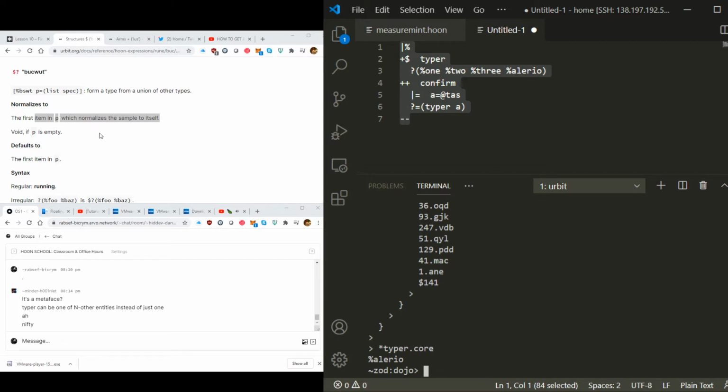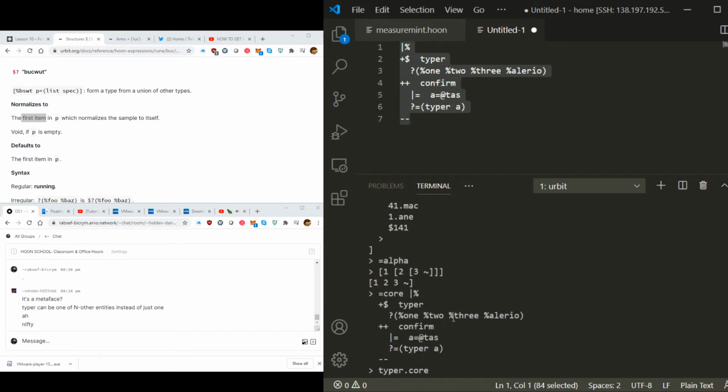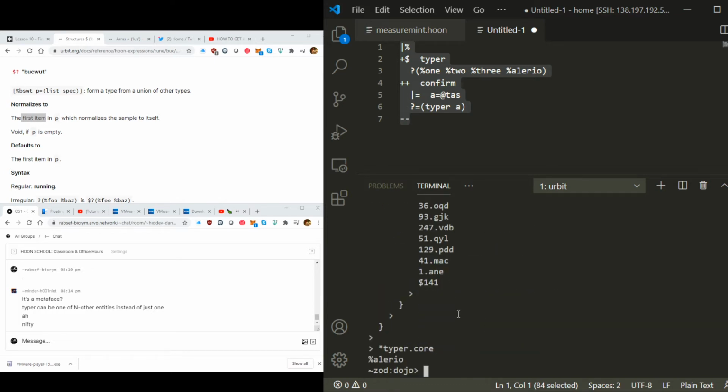Oh, that's interesting. It's actually normalizing to the last item. I think that this needs to be changed. So I'm saying here, give me the bunt value of typer, and it's giving me Alario, which is the fourth one in the list. But neither here nor there. It's not going to be super relevant. Okay, so typer is our type.